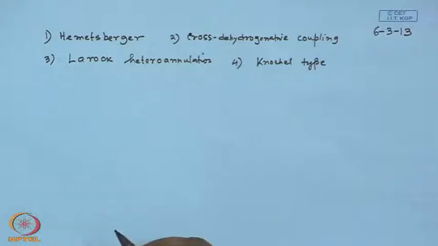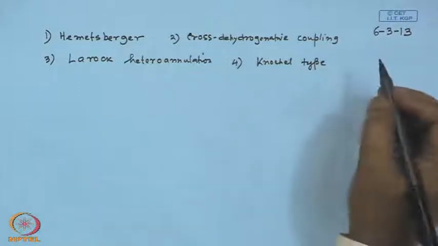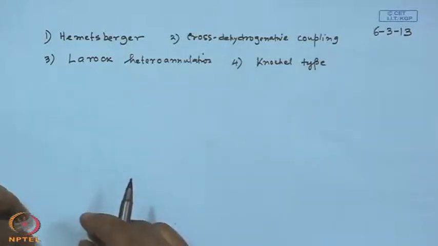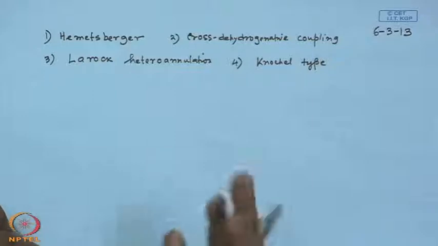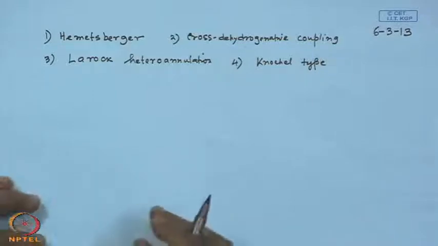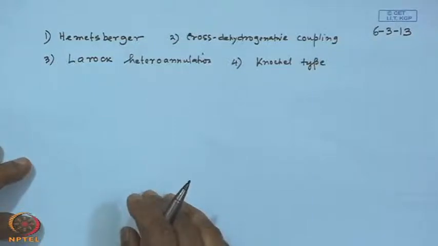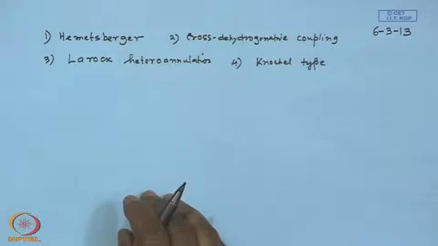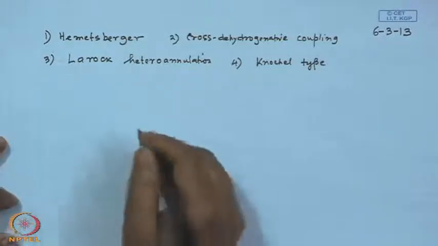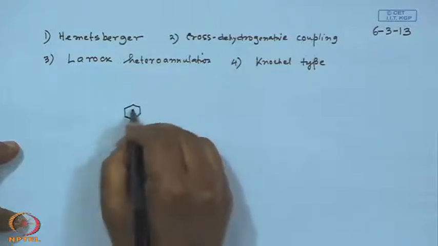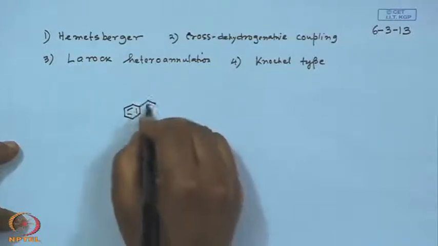As we go on, again, you have to identify the starting material, then a little bit of mechanism, then the applications. So let us begin with Hemetsberger. What does it do? Actually, it requires beta-azidostyrene.